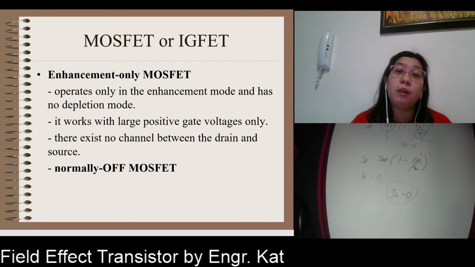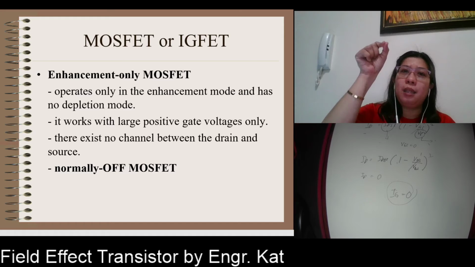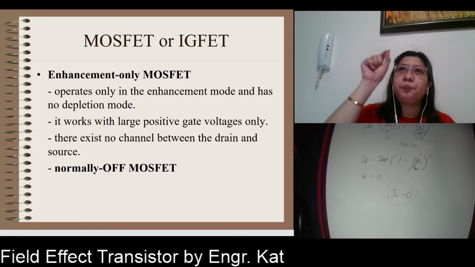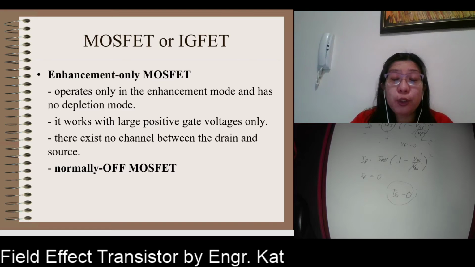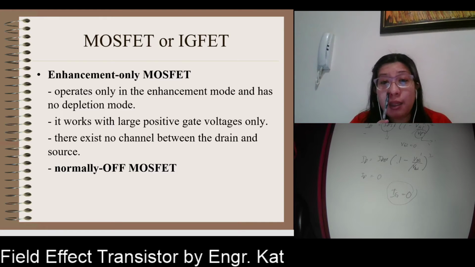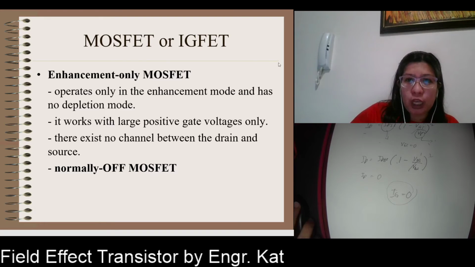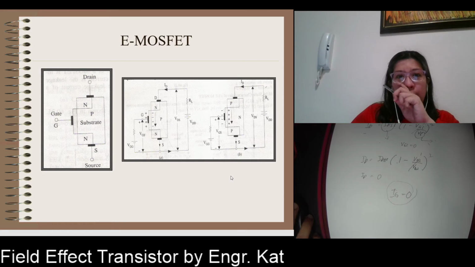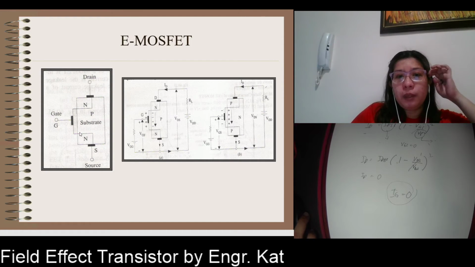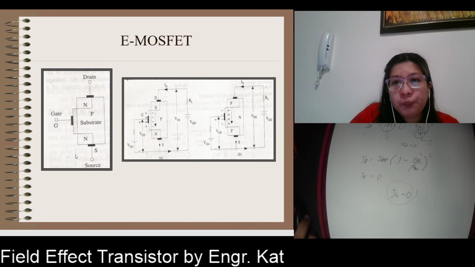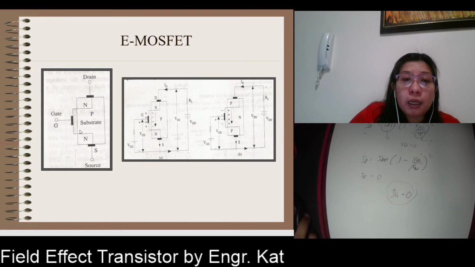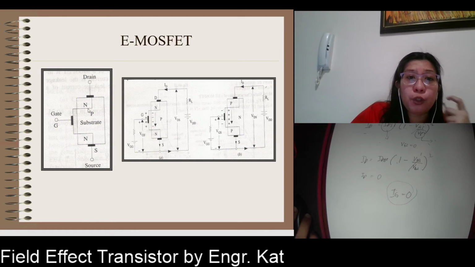So you still remember on the second slide, the drain and the source are connected using broken lines. So the broken lines there signify that there is no direct connection between the drain and the source. So what is the symbol for your e-MOSFET? So this is our symbol for your e-MOSFET. Okay, so the source and the drain are not connected. Therefore, the electrons cannot pass from the source going to the drain.